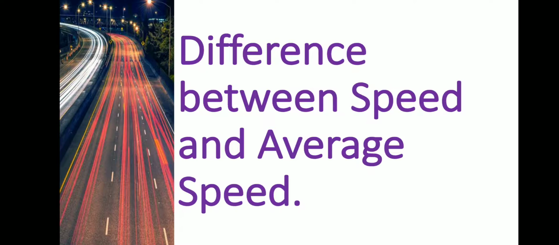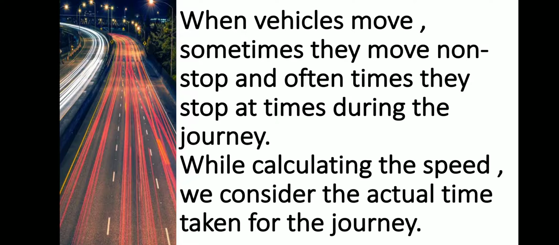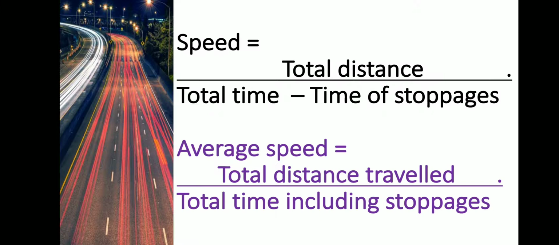Difference between speed and average speed. When vehicles move, sometimes they move non-stop, and oftentimes they stop at times during the journey. While calculating the speed, we consider the actual time taken for the journey. Now let us understand speed and average speed. Speed is equal to total distance traveled divided by total time minus time of stoppages. This is the actual speed, we subtract the time of stoppages. But average speed means total distance traveled divided by total time including stoppages.